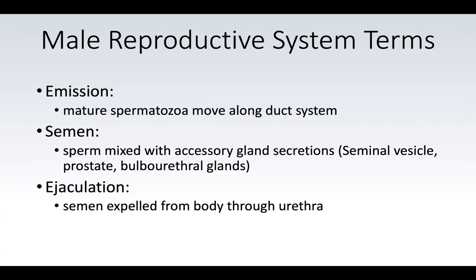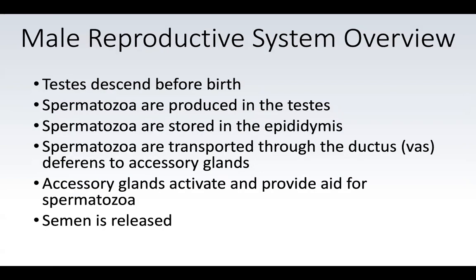The semen is a product of sperm mixed with the secretions coming from the three accessory glands of the male reproductive system. They are the seminal vesicle, prostate, and bulbourethral glands. We will talk more about them at the beginning of the next slide sets. Now, ejaculation is the process by which semen is expelled from the body through the urethra. So emission only really occurs in the ductus deferens. Ejaculation only really occurs in the male urethra.